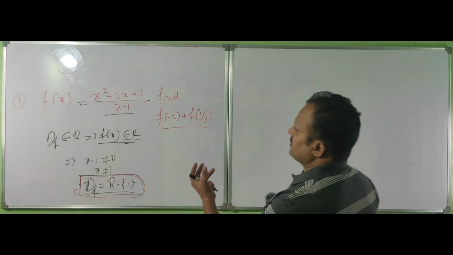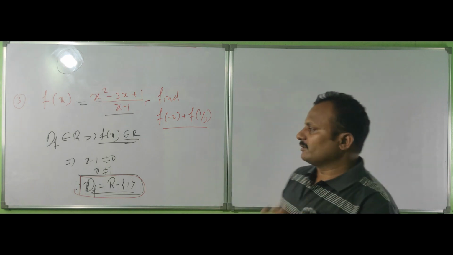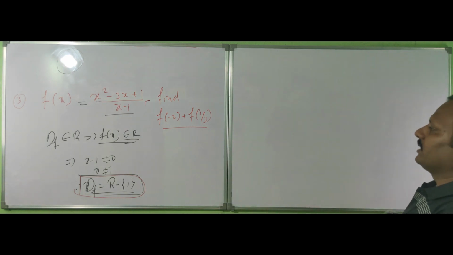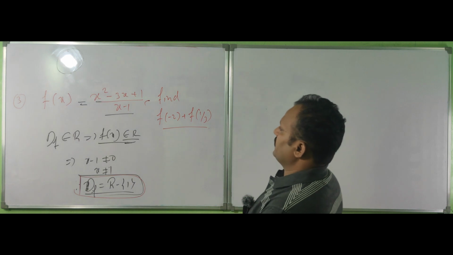Next they ask me f of minus 2 and f of 1 by 3. Simple: wherever x is there, put the value minus 2. Similarly, wherever x is there, put the value 1 by 3. F of minus 2, I am writing.